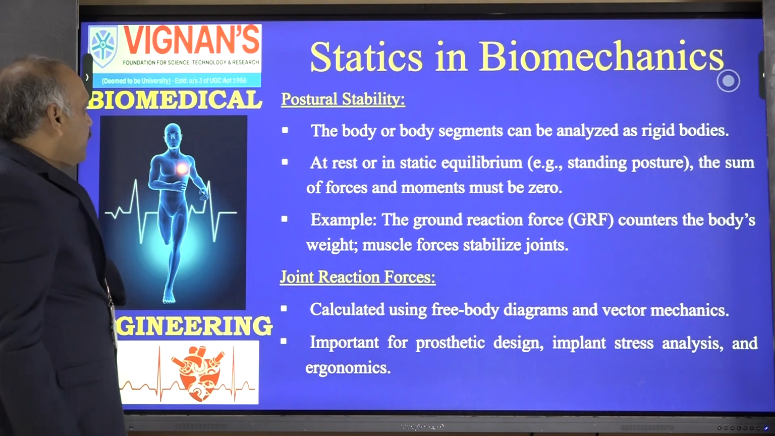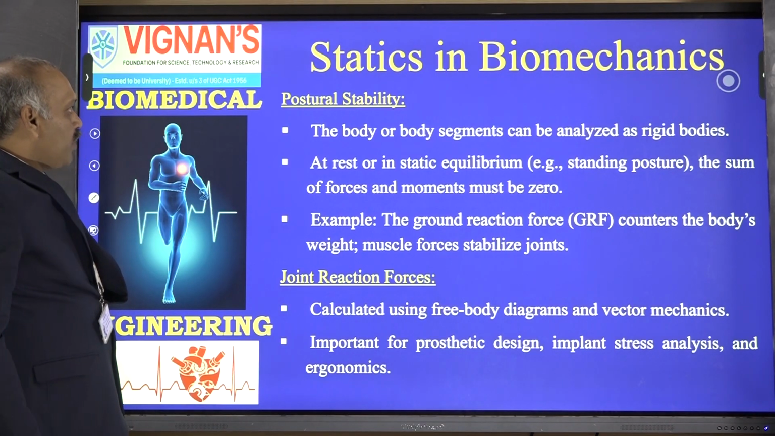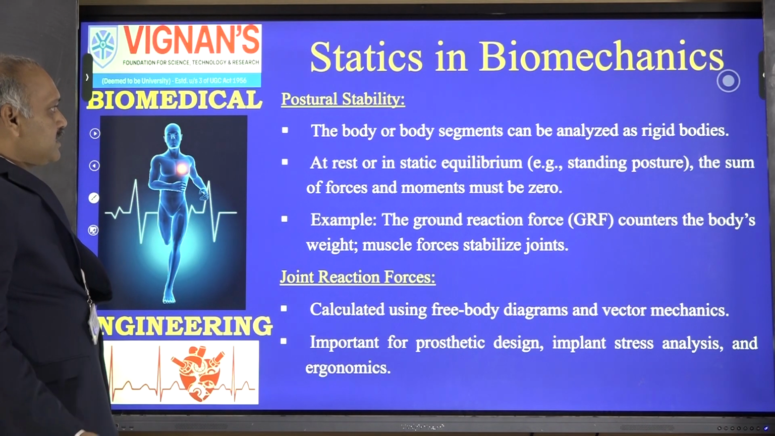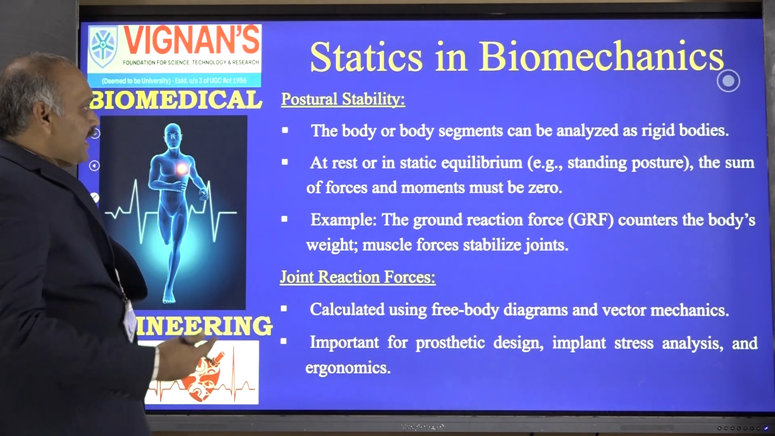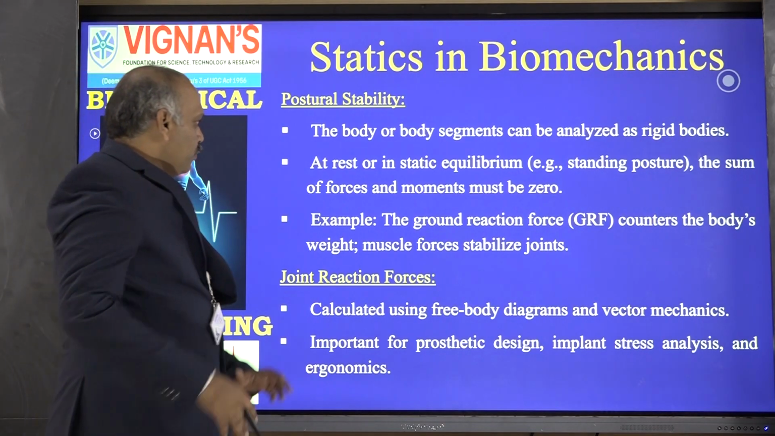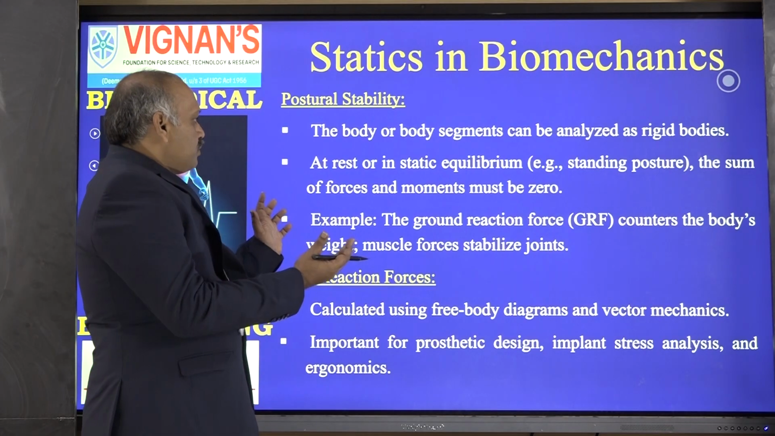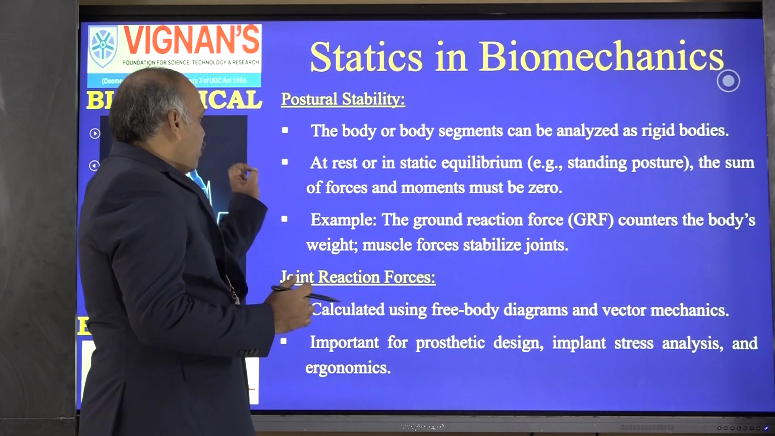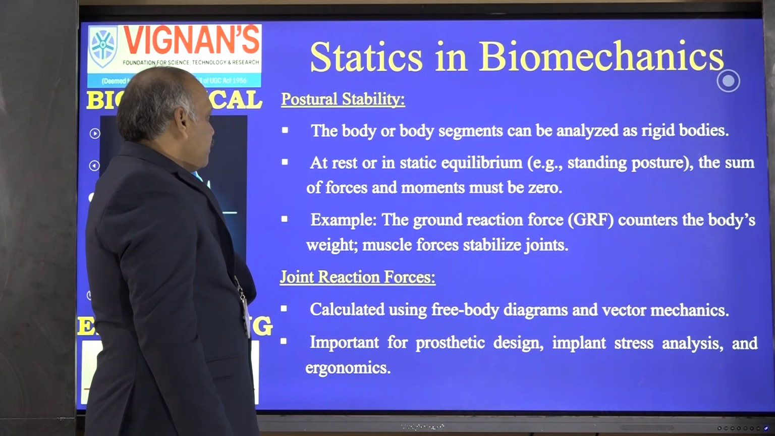The first part we are going to talk about is postural stability. For postural stability, the body segments can be analyzed as rigid bodies, and as we discussed earlier, at rest in static equilibrium, for example a standing posture, or when we sit, or bend to maintain one particular position. Posture is nothing but the position we maintain at a particular point and a particular time period. The net forces acting on the body should be equivalent to 0.